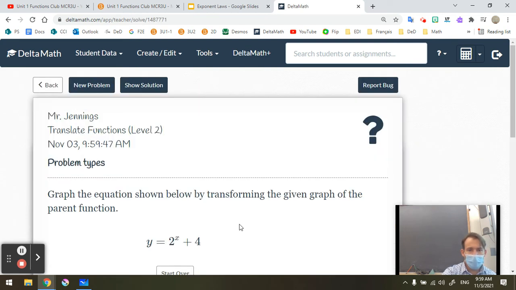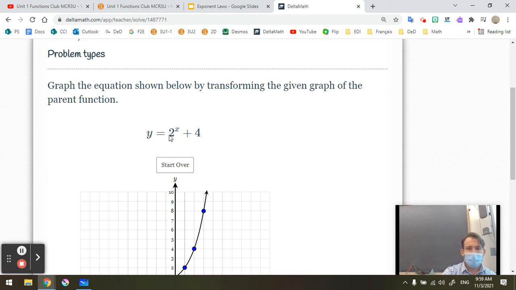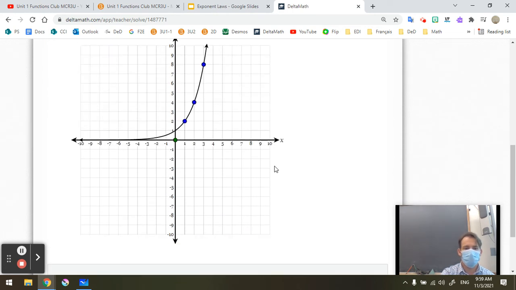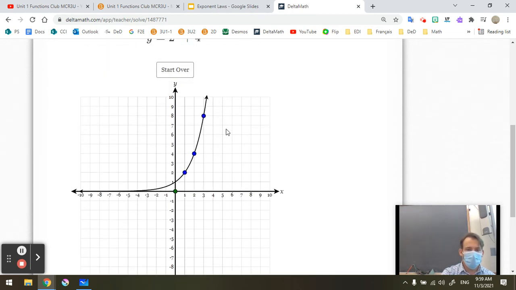With this practice here, they're giving us exponential functions. Now we've seen some exponential functions, and we want to translate this 4 units up. The way the Delta Math interface works, if I grab the blue points, it's a stretch transformation. I don't want that. I don't want to stretch this or reflect it.